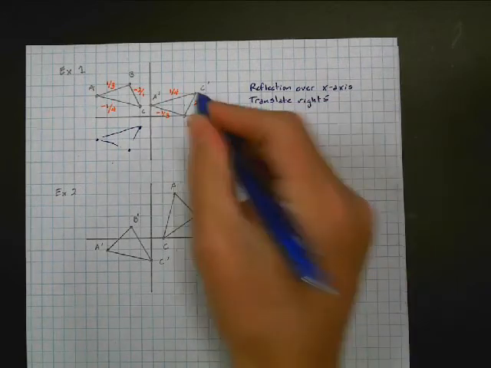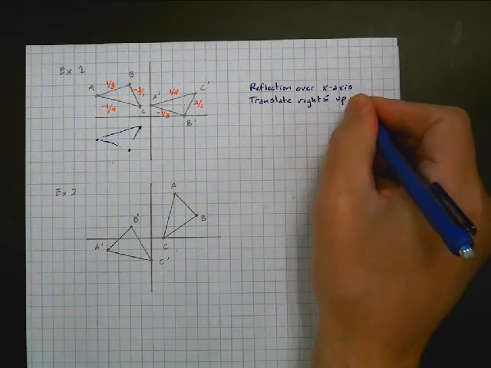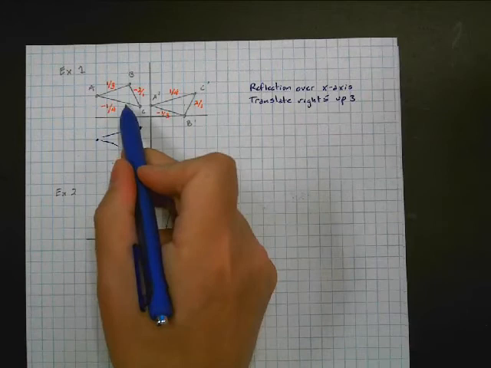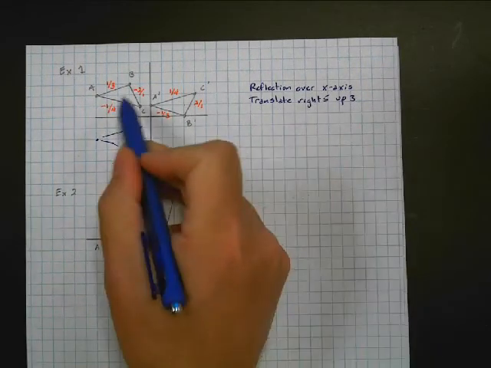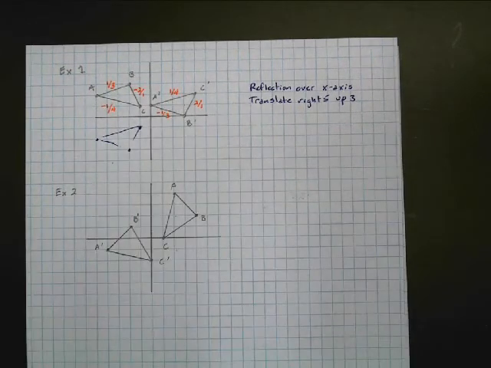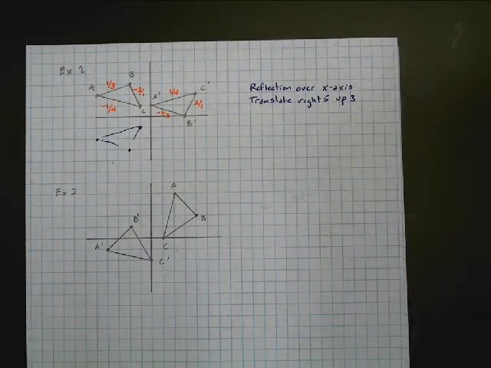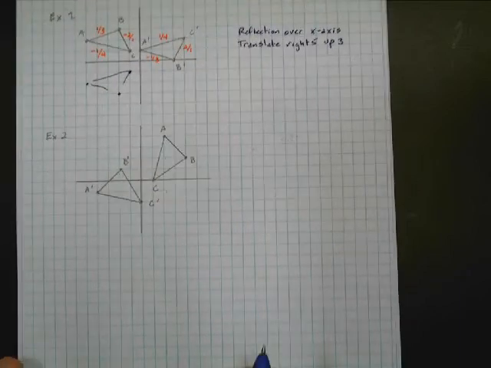And then we said up 3 units. So if I take this original, reflect it over the x, and then translate it right 5, up 3, this shape would be on top of that shape, proving the two shapes are congruent. Let's try it again. Next one.